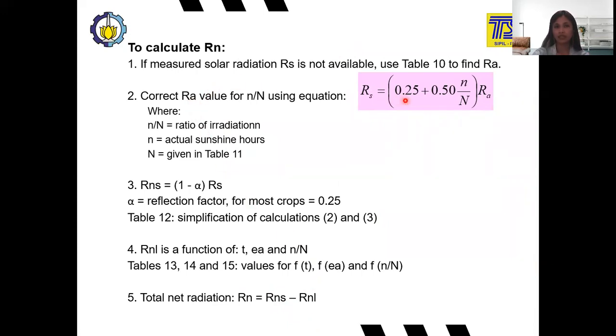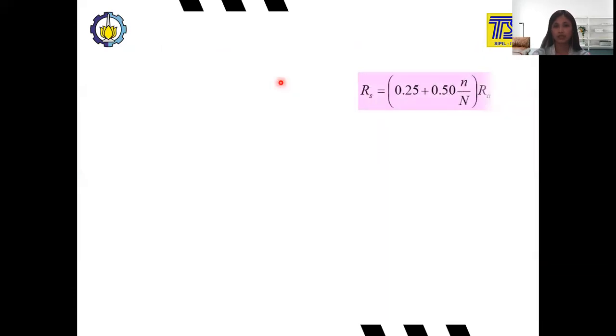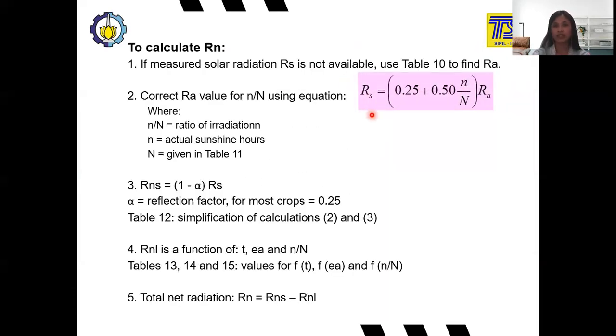Here we have the solar radiation. To look for the actual radiation, we use table 10. After we know the RA, here is table 10. So this is the actual radiation or extraterrestrial radiation, with the units of millimeter per day. And then we can correct the RA value using n/N, the ratio of irradiation.